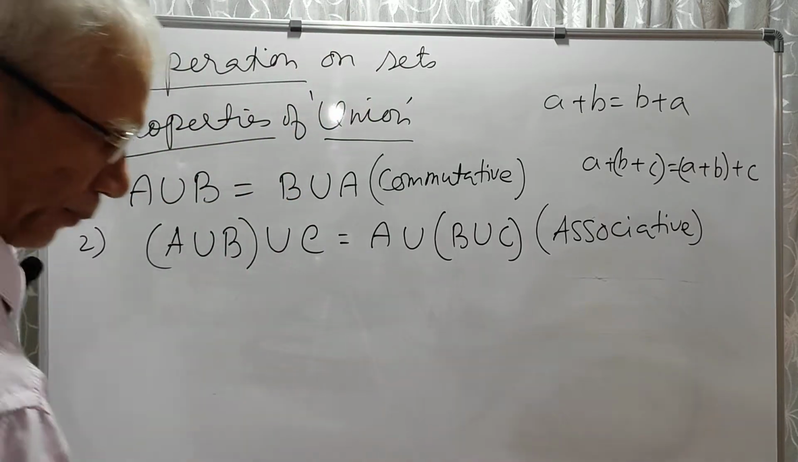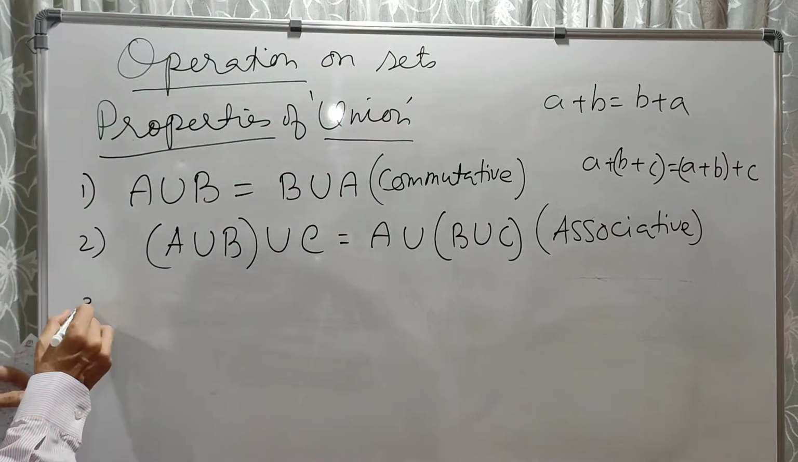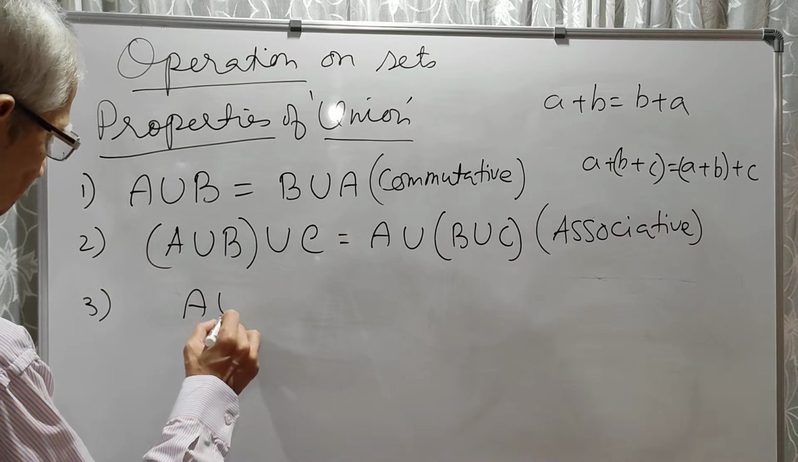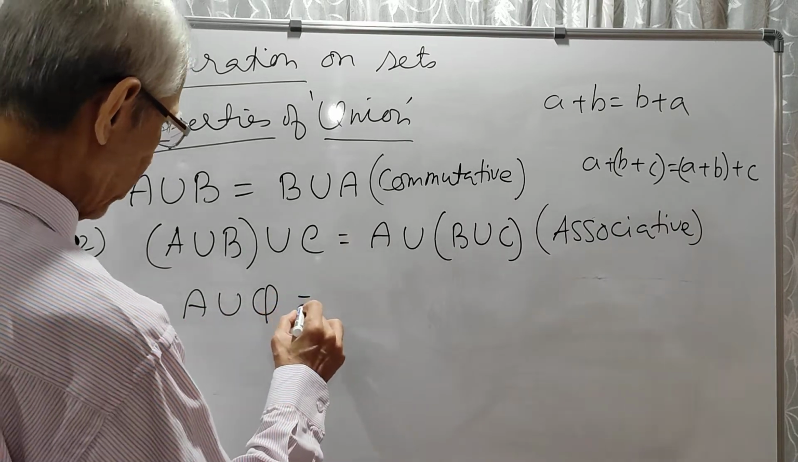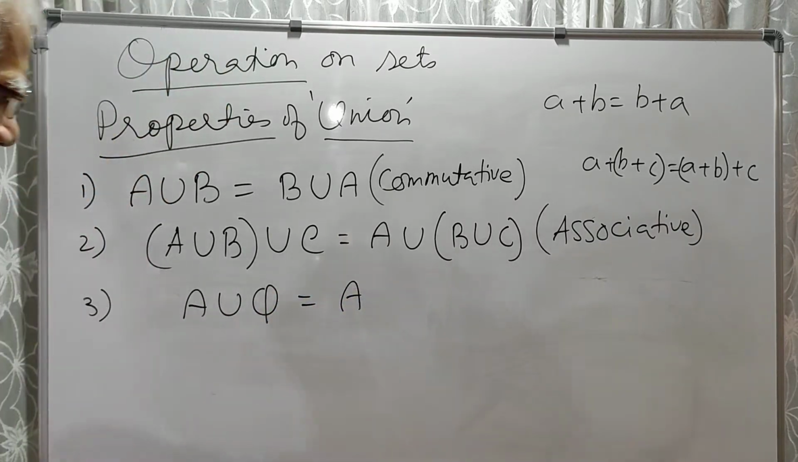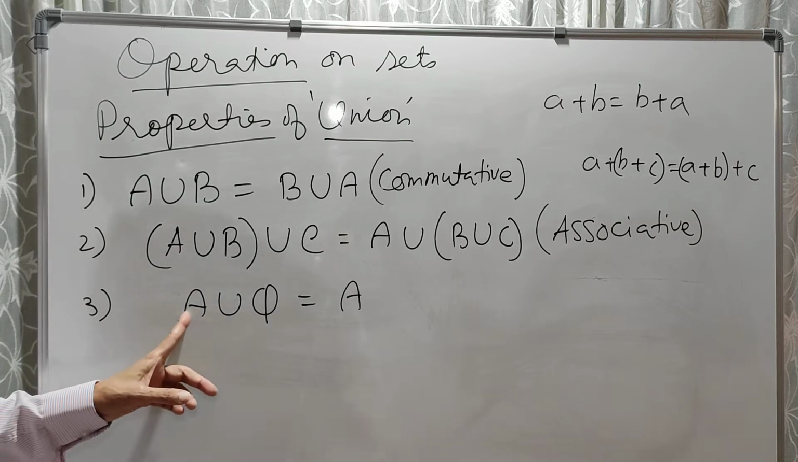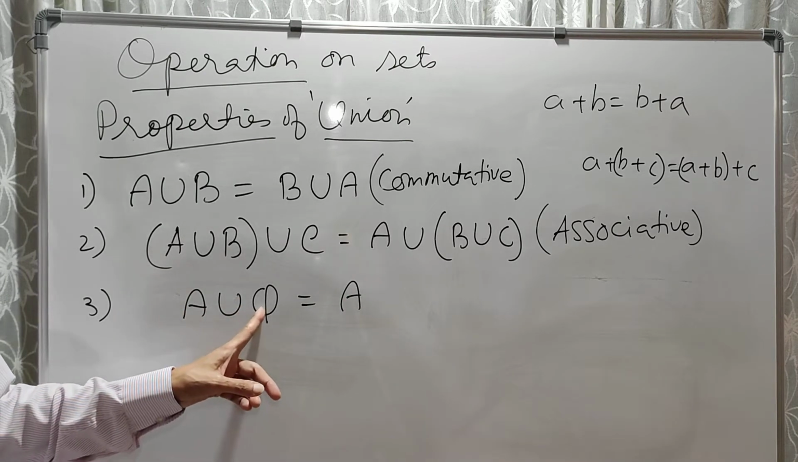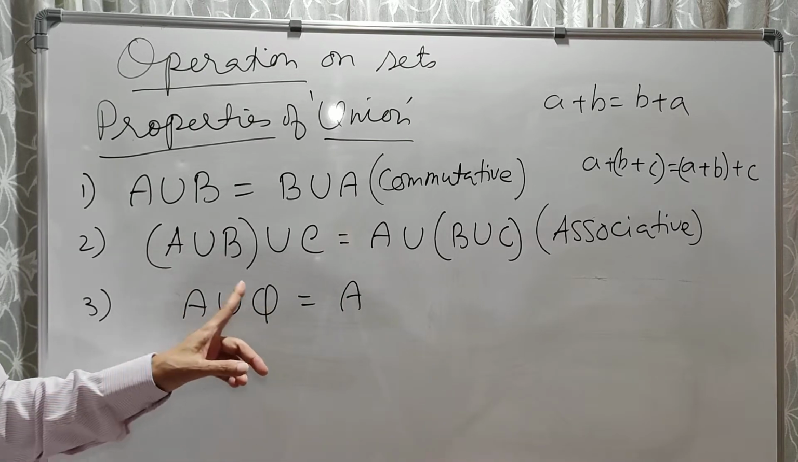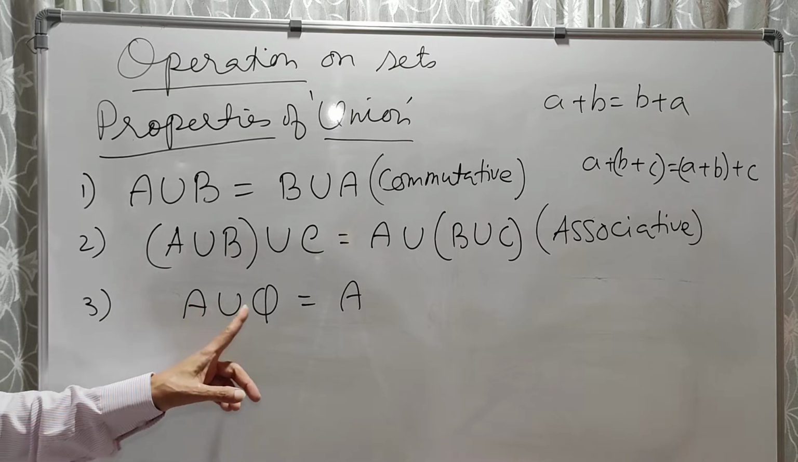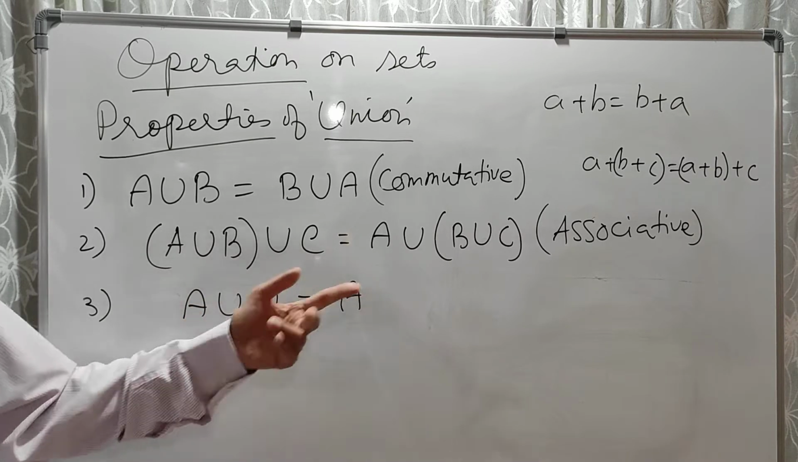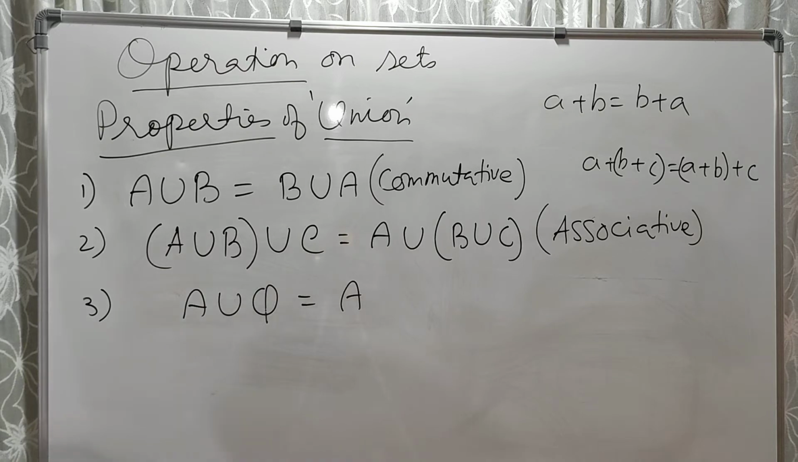All right. Then number 3, A union null set. A union null set will obviously be A. Suppose A contains 1, 2, 3. Null set contains nothing. So what is the set A, 1, 2, 3 and no set? That is A only. So A union null set is A.